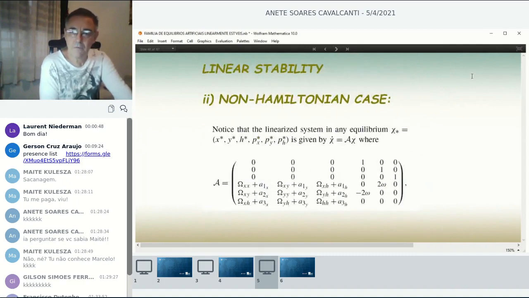Okay, so once we can't find stability in the Hamiltonian case, we move on finally to the non-Hamiltonian case. Again, we linearize the non-Hamiltonian case around the equilibrium. And I have this matrix A here, a little bit more complicated.